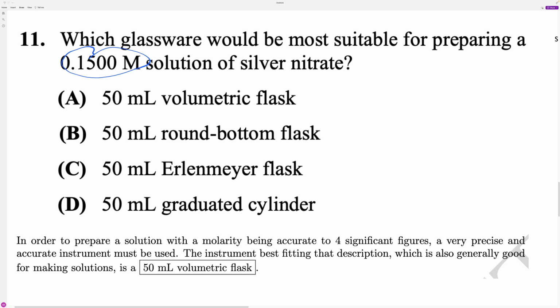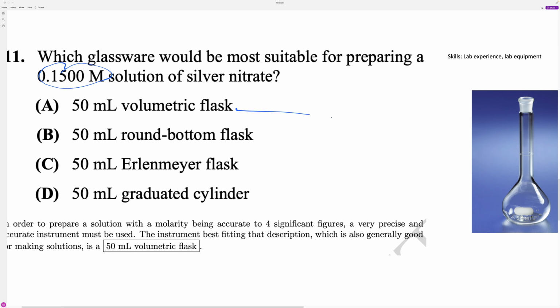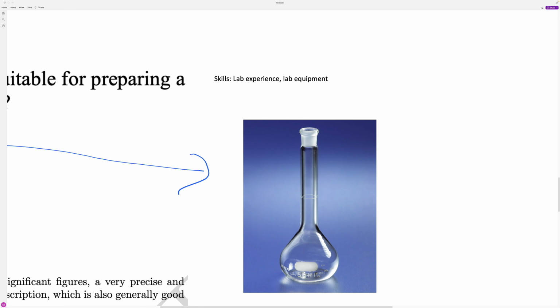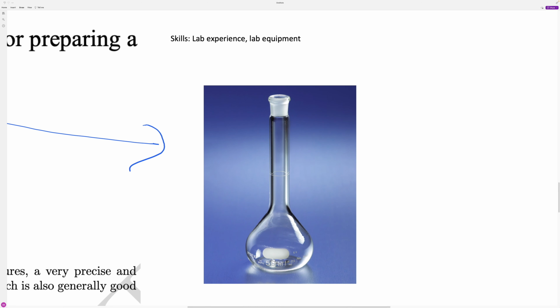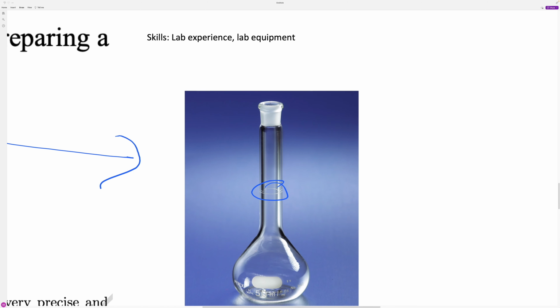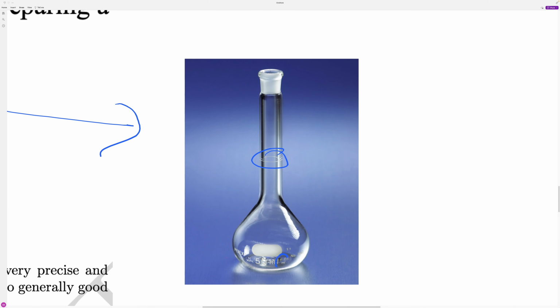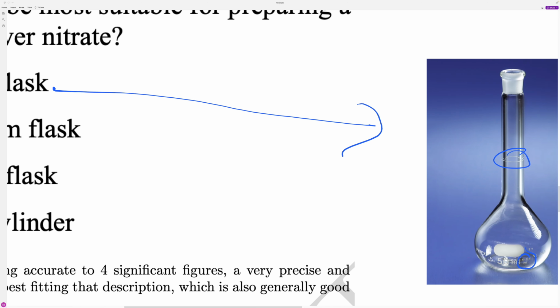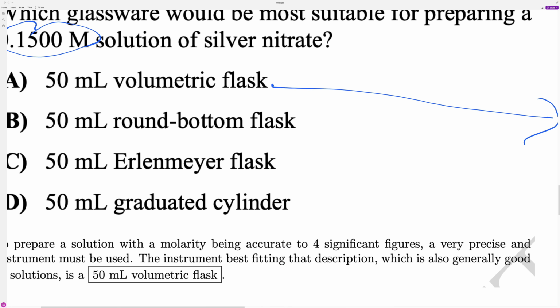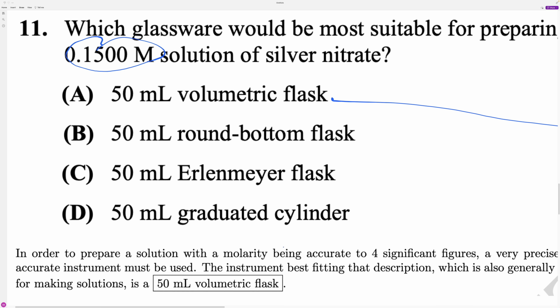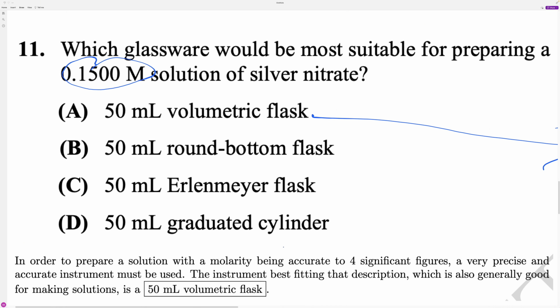We're going to go through these answers one by one. We have the volumetric flask, which is pictured here. It's a bit faint, but you can see the line here, and as long as you fill it to that mark, the volume is going to be really, really precise. In fact, if you look at the uncertainty, you can see it's plus or minus 0.05 milliliters. That's incredibly precise, and it's going to allow us to produce this molarity value to 4 significant figures. In general, volumetric flasks are really good for making solutions. So that's going to be our answer, but we'll go through the other choices as well.